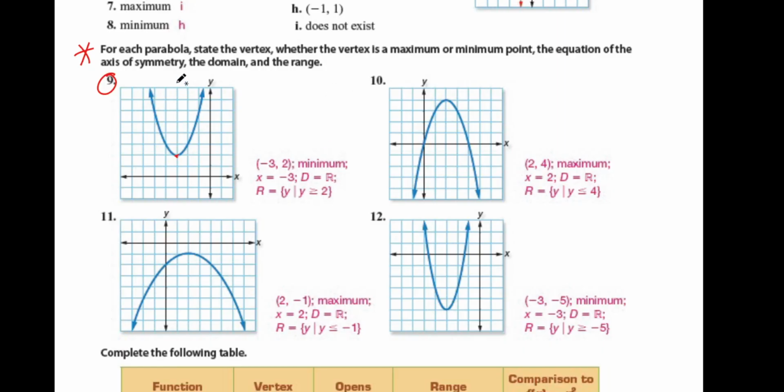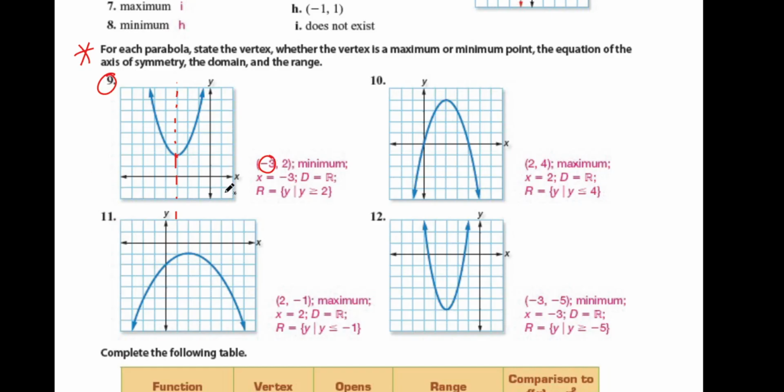The axis of symmetry is the x equals. It's the vertical line that goes through the vertex. So you just find out where it hits. That's where it hits right there. So the axis of symmetry, there it is right there: x equals -3. So if you know the vertex, the axis of symmetry is easy.